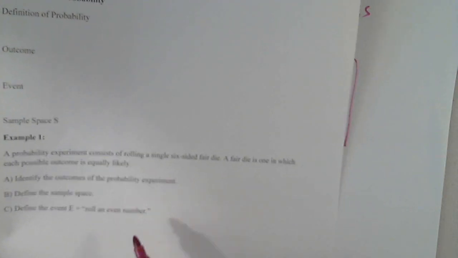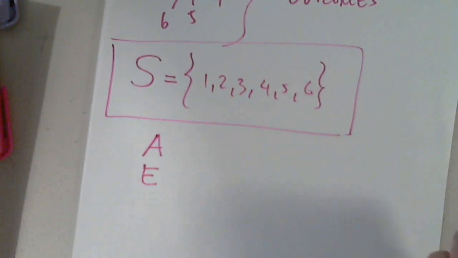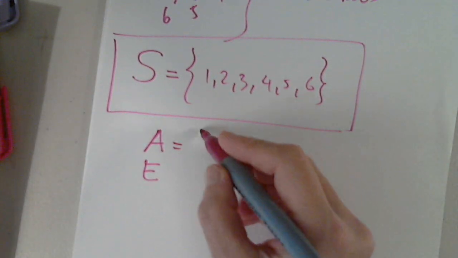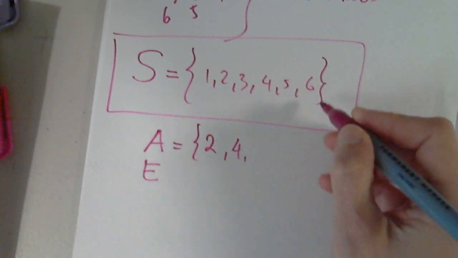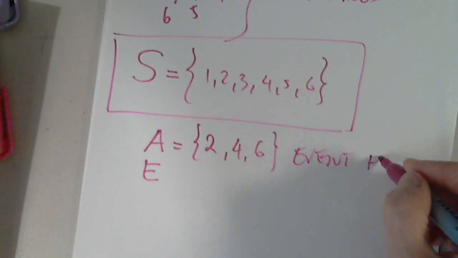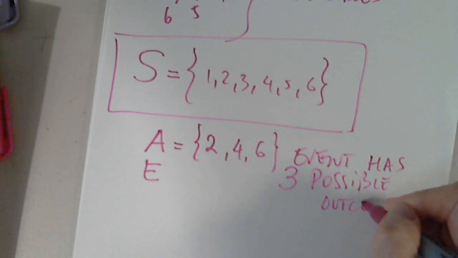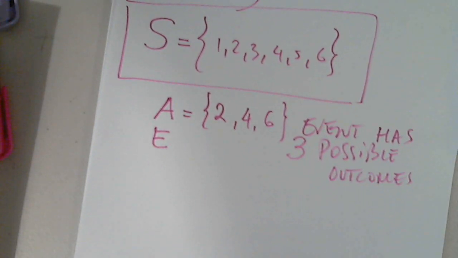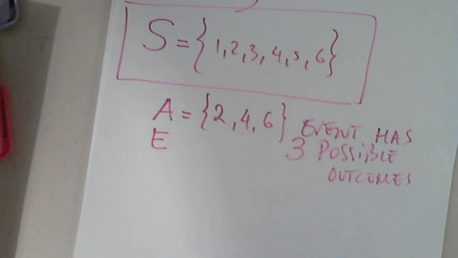An event: roll an even number. Let's call it A. You can call it E for event, it's up to you. So rolling an even number could be 2, could be 4, could be 6. So this particular event has 3 possible outcomes. So from the sample space, I can only select an even number, 2, 4, 6. There are 3 possible outcomes.